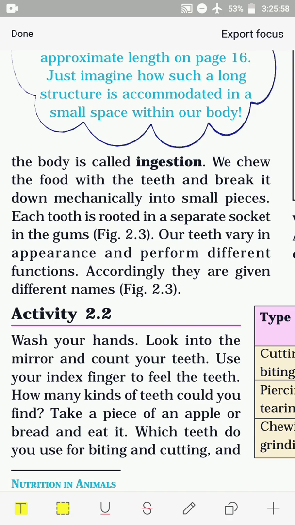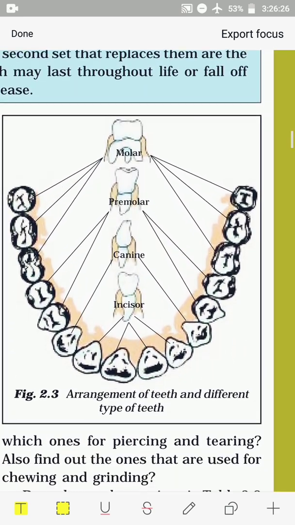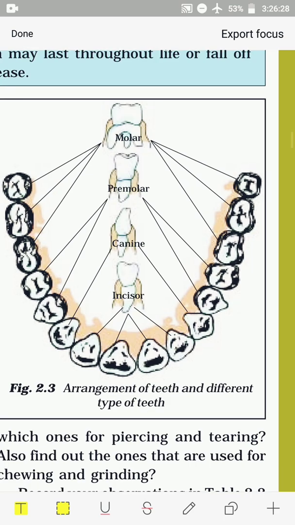Do you remember about the falling of your teeth some years back? The first set of teeth grow during infancy and they fall off at the age between 6 to 8 years. These are termed milk teeth. The second set that replaces them are permanent teeth. Our teeth vary in appearance and perform different functions. Accordingly, they are given different names. Let us see the arrangement of teeth and different types of teeth.